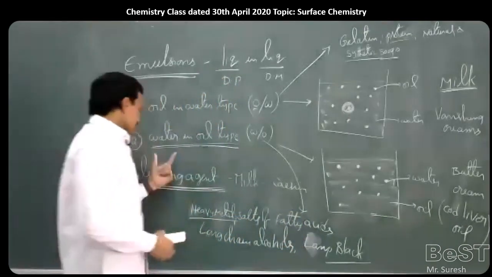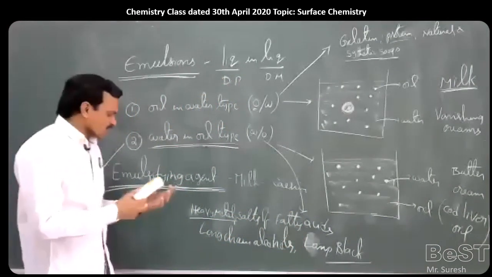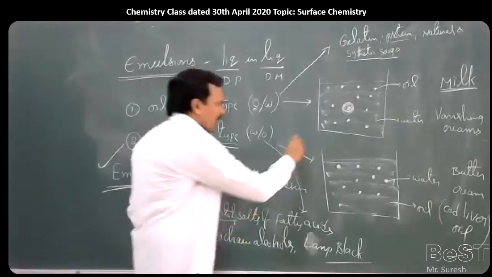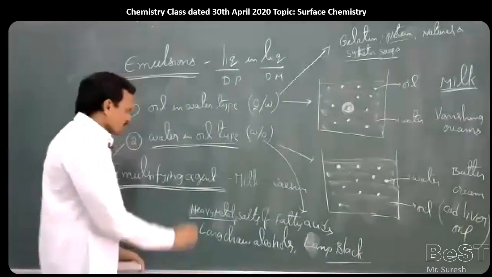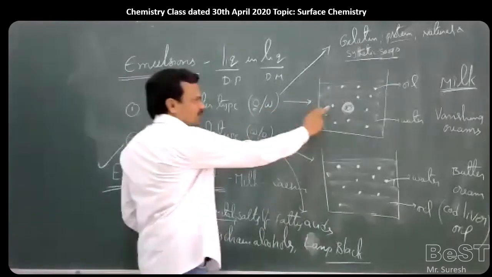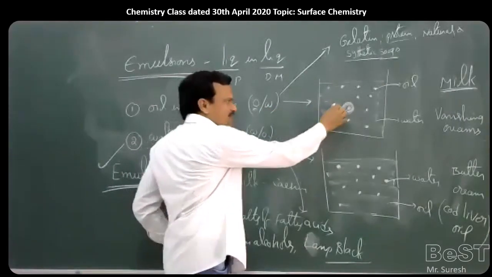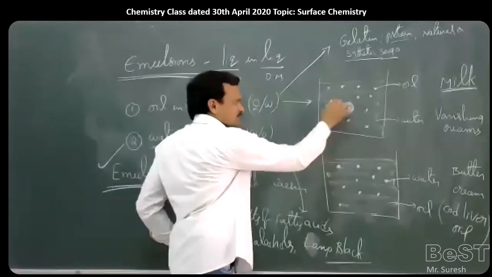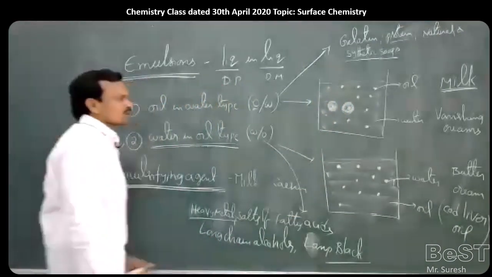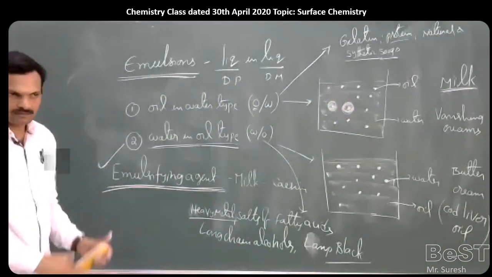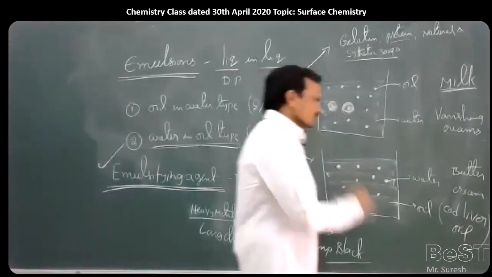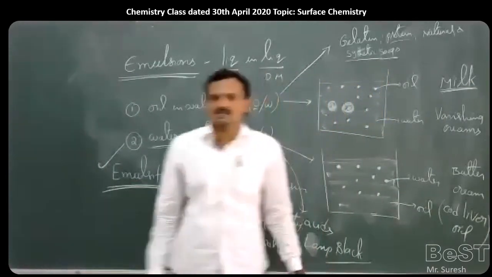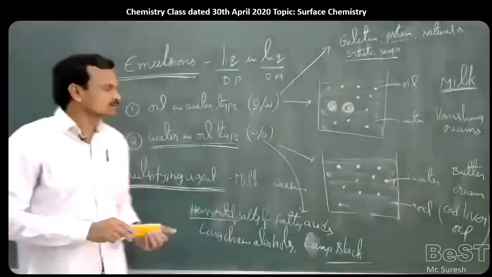Means the emulsifying agent forms a protective film on the surface of the colloidal particles. So by forming a protective film on the surface of colloidal particles, it prevents the coagulation of these colloidal particles. As a result, we can keep the colloidal solution stable. So this is the role of the emulsifying agent. Then come to some characteristic properties of emulsions.